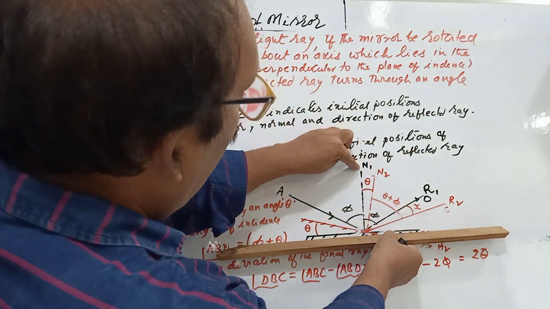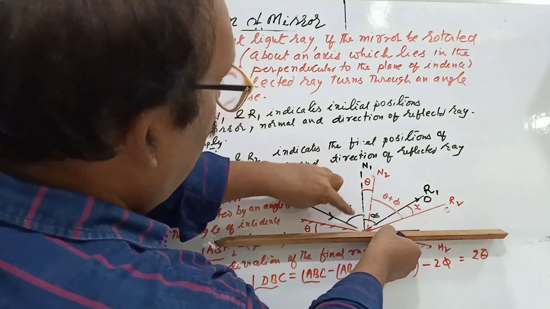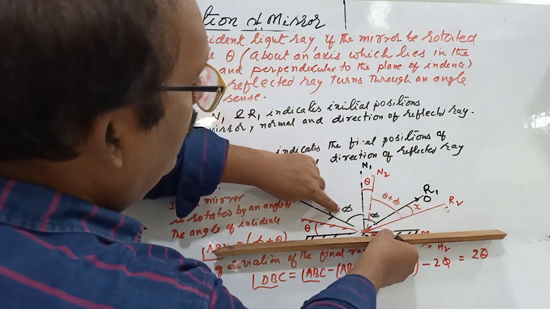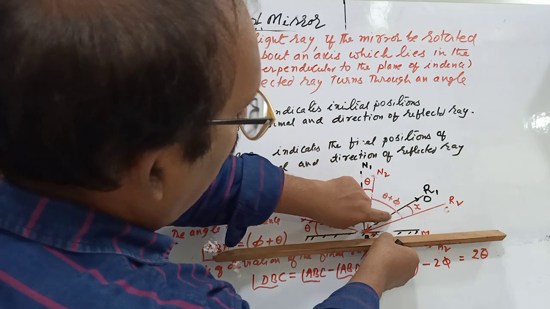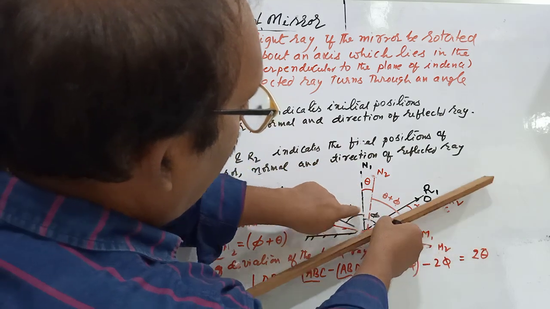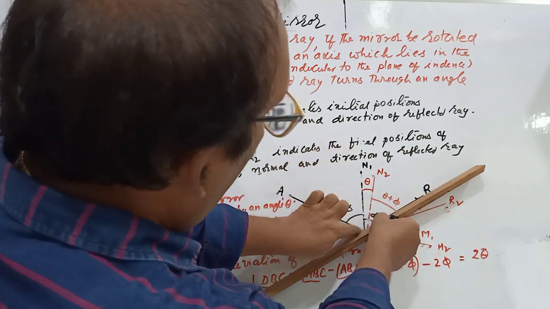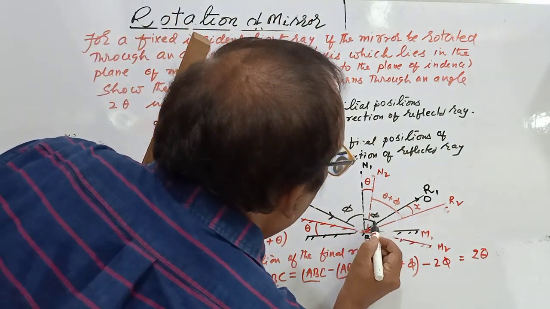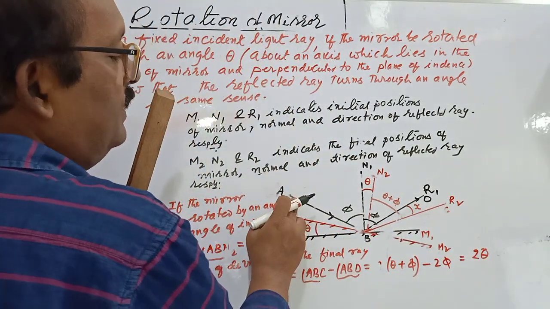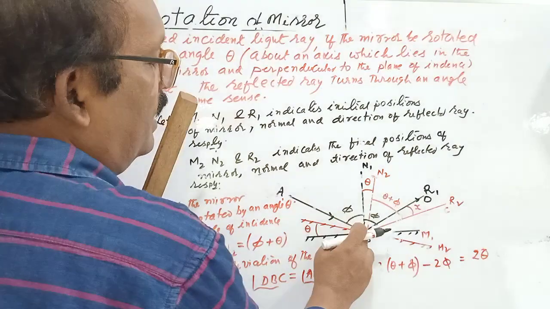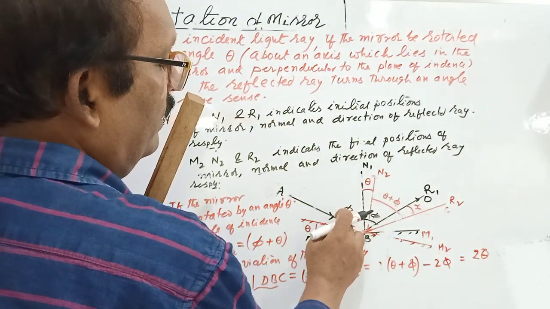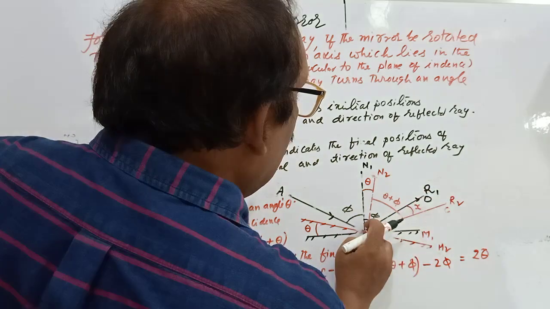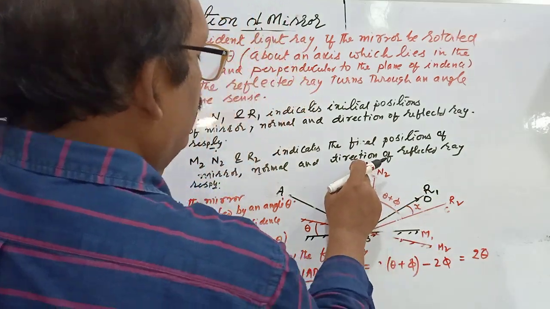A normal is drawn, N1 is a normal drawn to this position. So the angle of incidence must be equal to phi. And the angle of reflection is also equal to phi. The angle made by the reflecting ray with the normal is phi. For the incident light ray, the incident ray makes an angle of phi with the normal, so the reflecting light ray makes an angle phi with the normal.